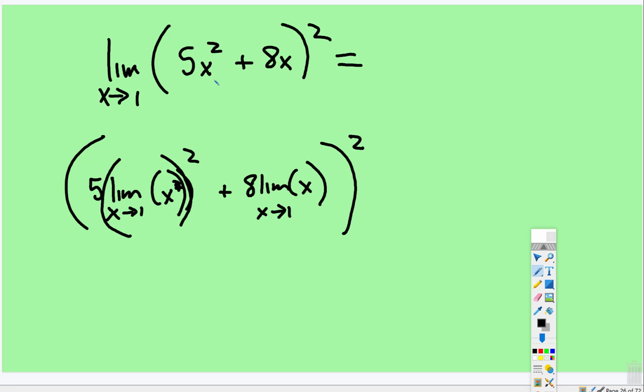Or you just type this information in, the substitution, which is much easier. 1 squared is 1, 5 times 1 is 5, 8 times 1 is 8, 5 plus 8 is 13, 13 squared is 169. And if you simplify all of that correctly, you should also get 169. All right, that's it.